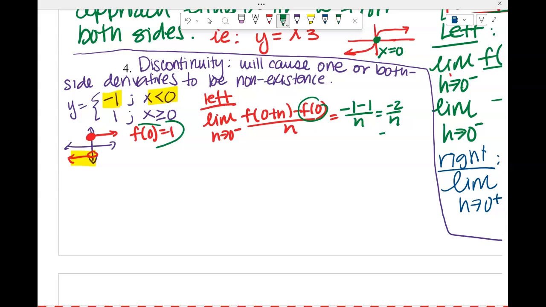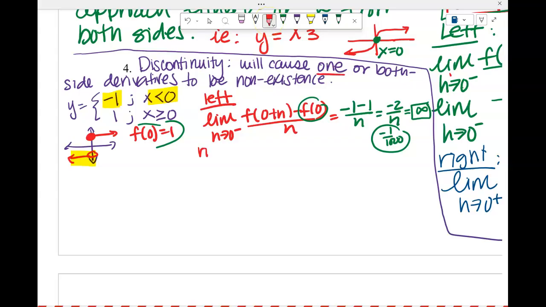Okay, h is approaching 0 from the left. So I'm going to pick negative 1 over a million. Negative 2 divided by negative 1 over 1,000 is going to be a positive infinity. In reality, this really means it doesn't exist. It's approaching some infinity value. So the one-sided derivative doesn't exist.